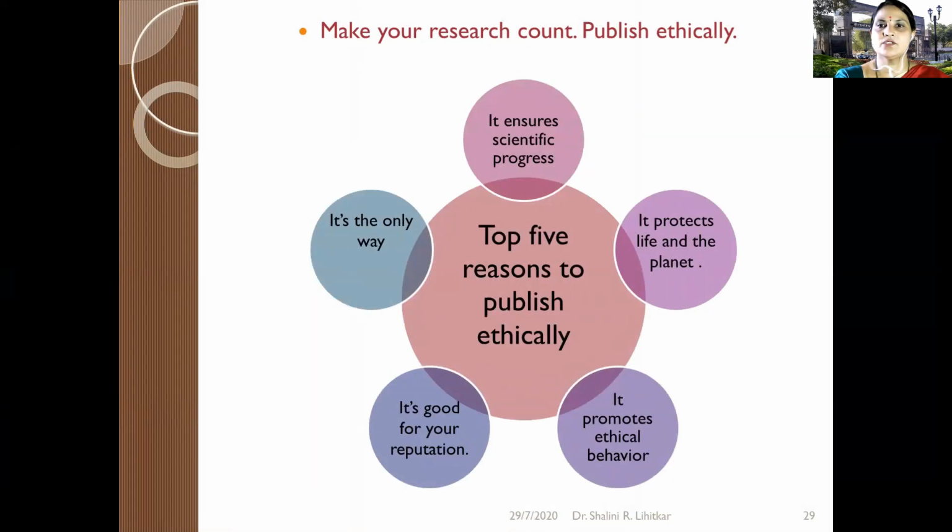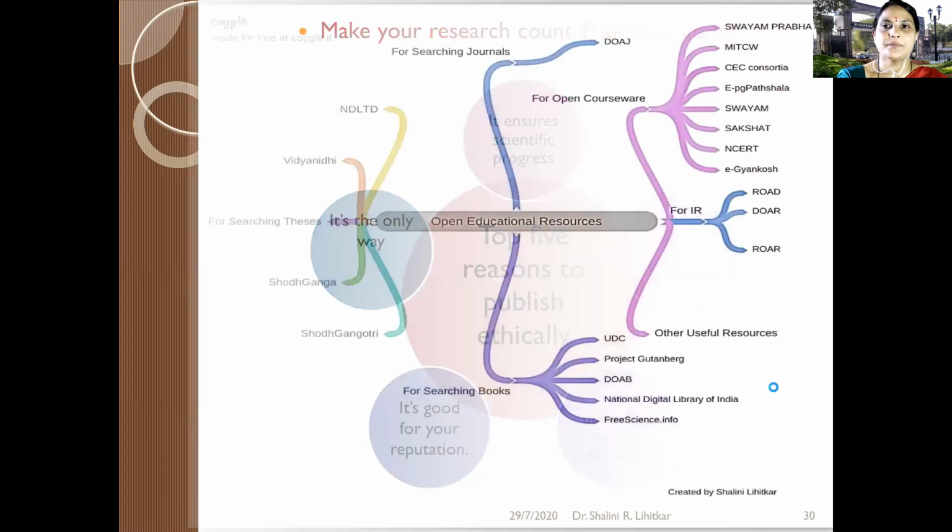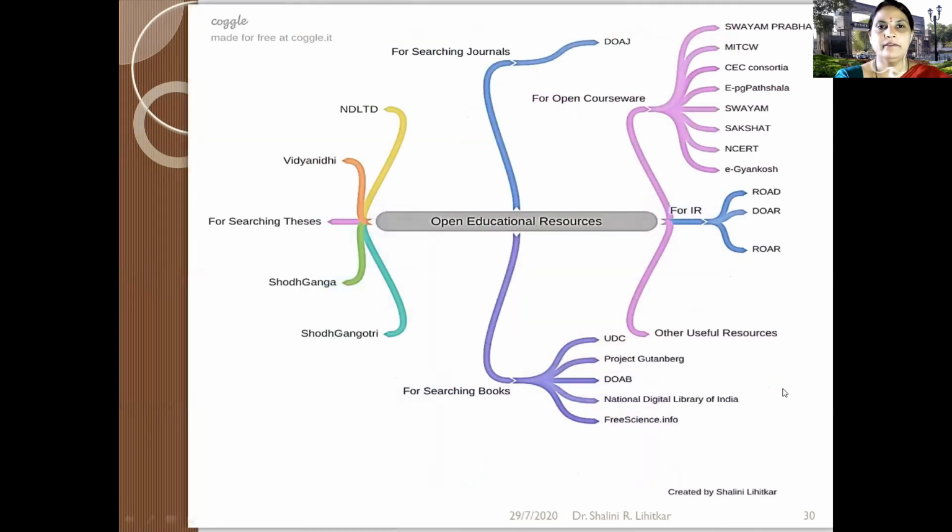Then make your research count and publish ethically because it ensures scientific progress, it protects life and the planet, it promotes ethical behavior, it is good for your reputation, and it is the only way, friends, that we have to publish ethically. There are no alternatives to publishing ethically. And you can also use various open source software or open source resources for your publication because they are free from plagiarism, but you have to give the attribution to the particular author.